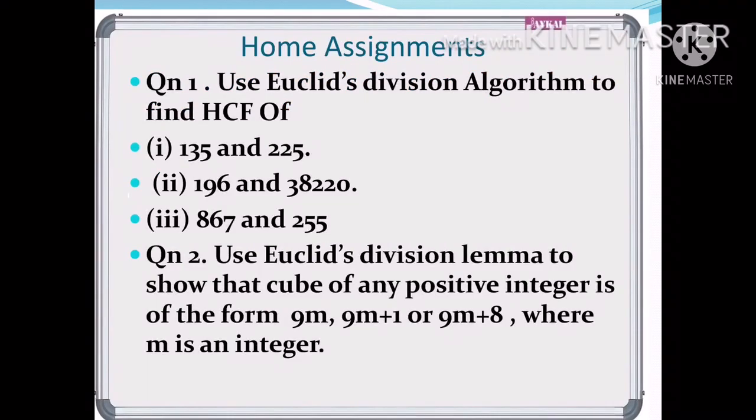Dear students, in this video we discussed Euclid division lemma, Euclid division algorithm, and some divisibility properties of integers using Euclid division lemma. So do revise this topic at your home and complete the following assignment.